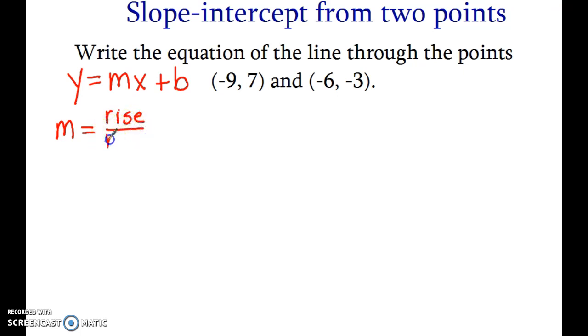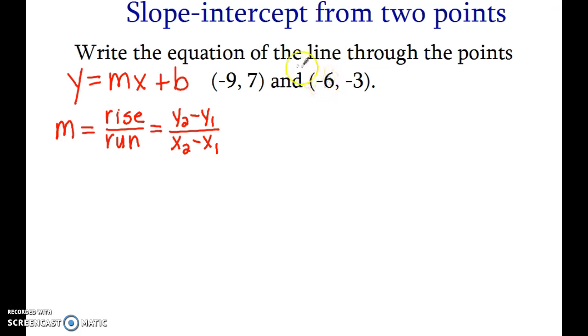Rise over run. If we had a graph, it would be really easy. We could find the 2 points, make a right triangle, calculate our rise over run, but we don't. So we're going to use our formula. Rise is the change in y. So we're going to do y sub 2 minus y sub 1 over x sub 2 minus x sub 1. Remember this formula?